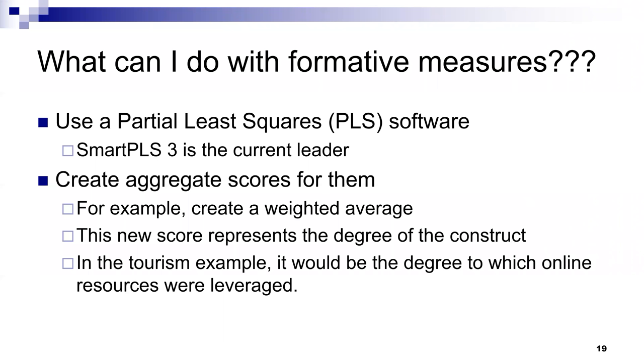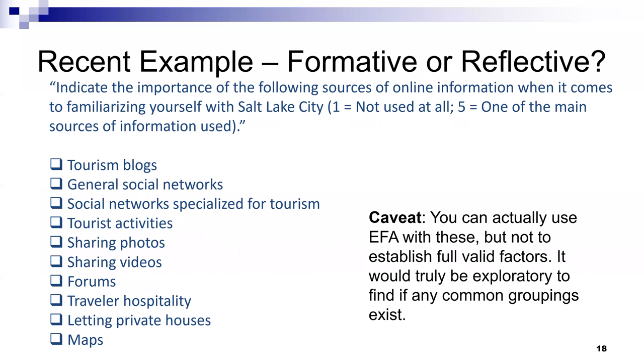You can use them as a single score. So in the case of slide 18, they could have used a frequency, like how many of these were used. And then the construct would be number of information sources. Do they use a lot or a little? Does that make sense? You can regress on that. Okay.